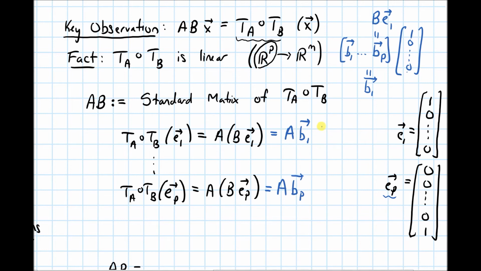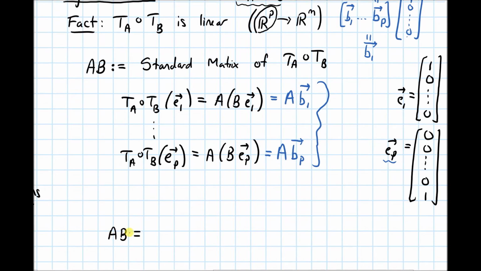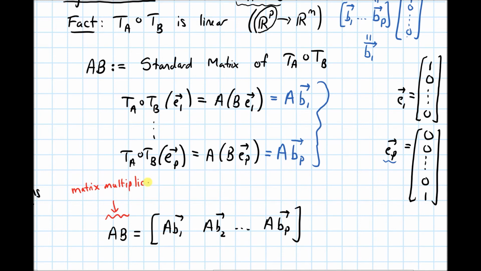Okay. So now we take these vectors, and these are going to be the columns of our standard matrix. So let's go ahead and write down our standard matrix. I'm going to call this A times B, and I'm ready to define what it is. The first column of it is going to be A times B sub 1. The next column would be A times B sub 2, dot, dot, dot, until the last one, which is A times B sub P. Okay, so this is going to be our formula for matrix multiplication, for multiplying two matrices together.